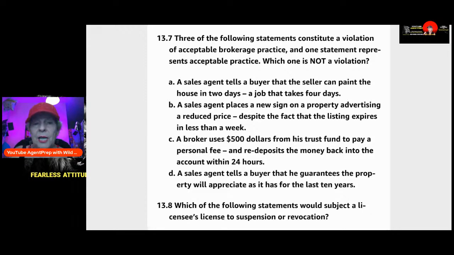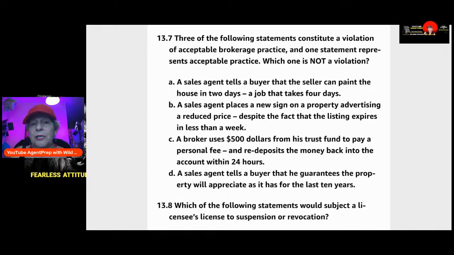A, a sales agent tells a buyer that the seller can paint the house in 2 days, a job that takes 4 days. B, a sales agent places a new sign on the property advertising a reduced price despite the fact that the listing expires in less than a week. Or C, a broker uses $500 from their trust fund to pay a personal fee and redeposits the money back into the account within 24 hours.